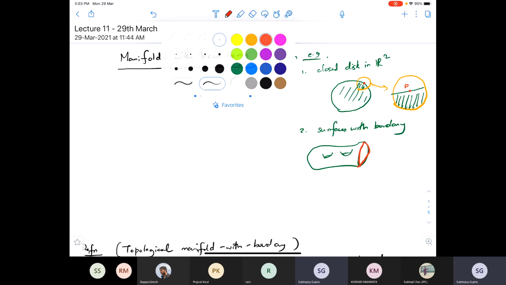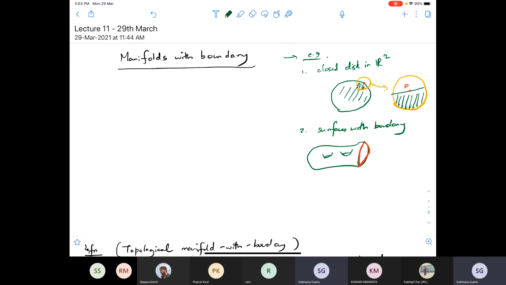Okay, so just to formally introduce these, we need to talk of the local model now being these half spaces. I'm going to call that Hn. So that's this half space in Rn. It's the set of points in Rn such that the last coordinate is non-negative. And this is the model space for these manifolds with boundary.